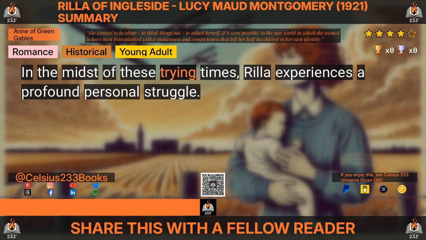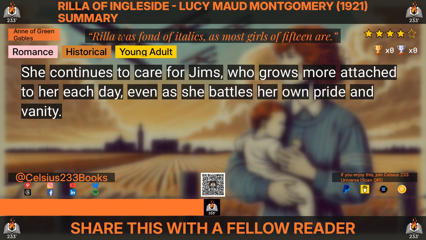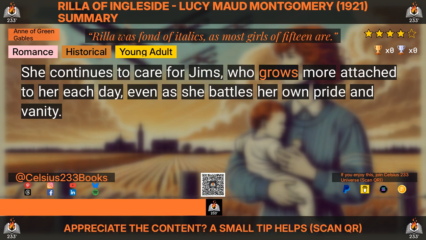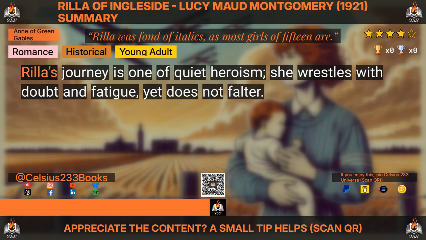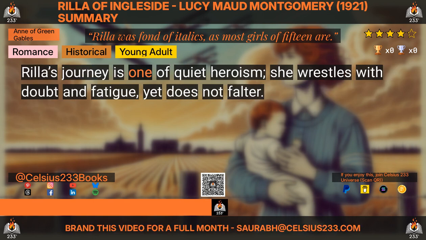In the midst of these trying times, Rilla experiences a profound personal struggle. She continues to care for Jims, who grows more attached to her each day, even as she battles her own pride and vanity. Rilla's journey is one of quiet heroism. She wrestles with doubt and fatigue, yet does not falter.